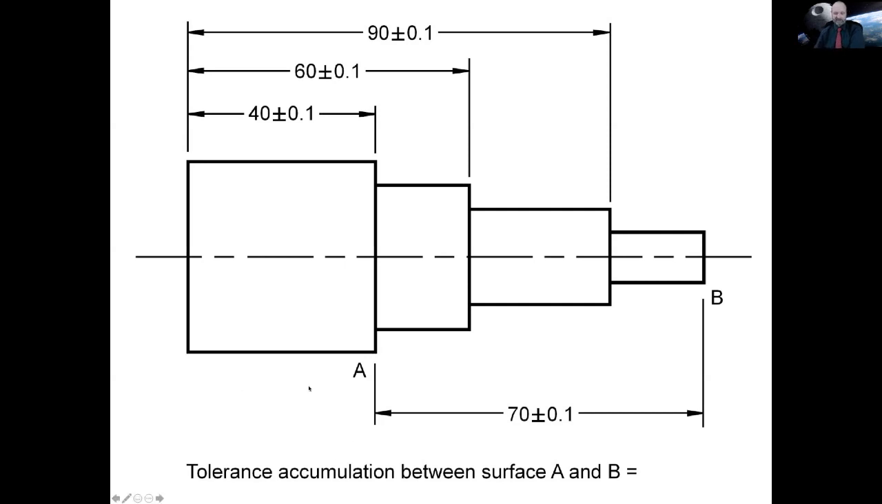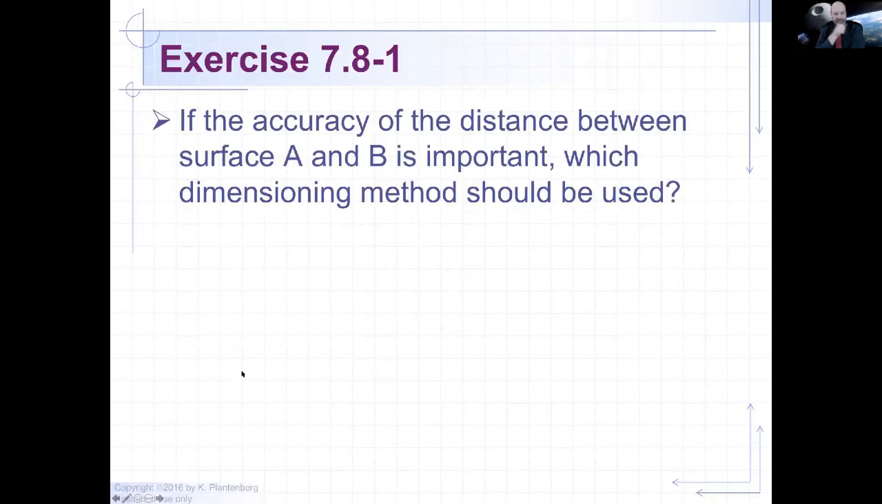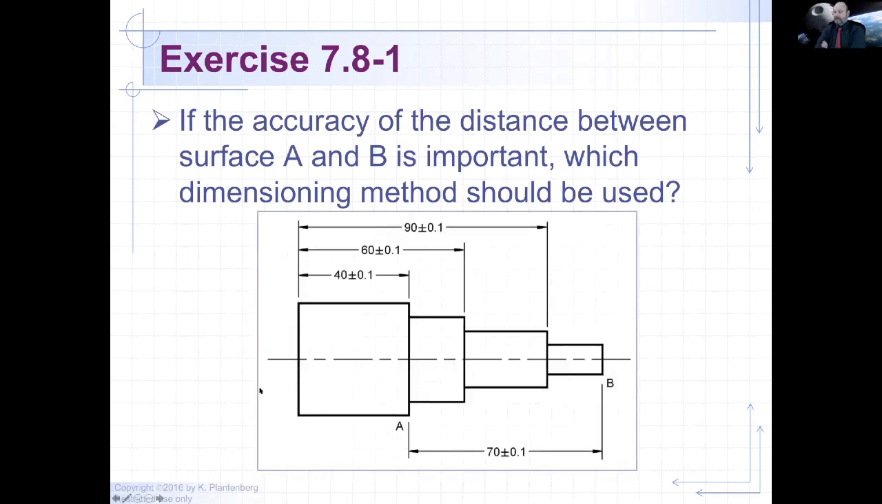0.1, because that's what we're measuring when we're making it. Okay, so there you go. So if the accuracy of the distance between A and B is important, which dimensioning method should be used? Well, you're going to dimension that, right? If that's important, that's what you dimension. And you don't get any accumulation that way.